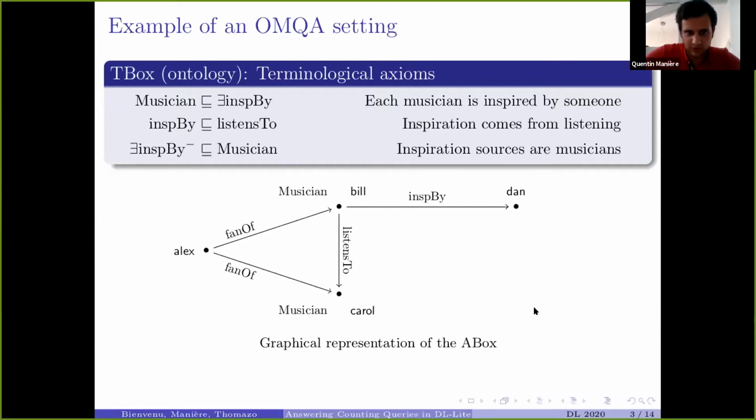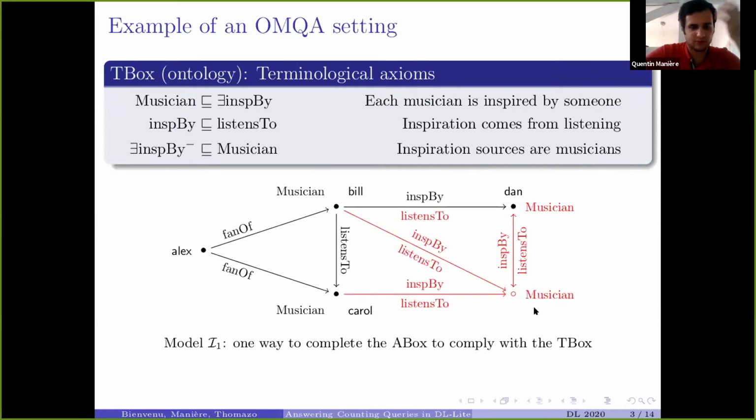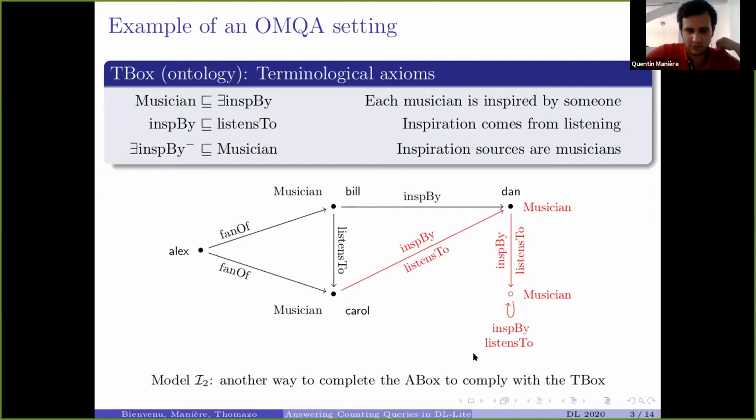So we need the notion of model you're probably familiar with. Here's one. It's just one way to complete the ABox to comply with all the axioms. And you can have several models. Here's another one. And I will assume you're familiar with all of this.